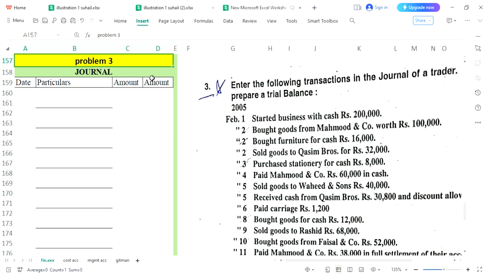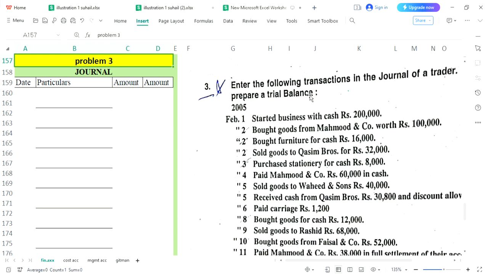We are in the chapter related to ledgers, and we know that we make a journal in the first hand, and then we turn this journal into ledgers, and finally we go to make the trial balance. Come over here. This is your question. Question number 3. Enter the following transaction into journal and prepare a trial balance.